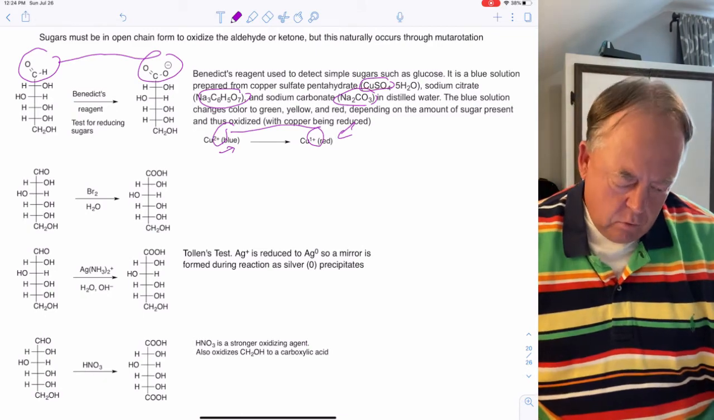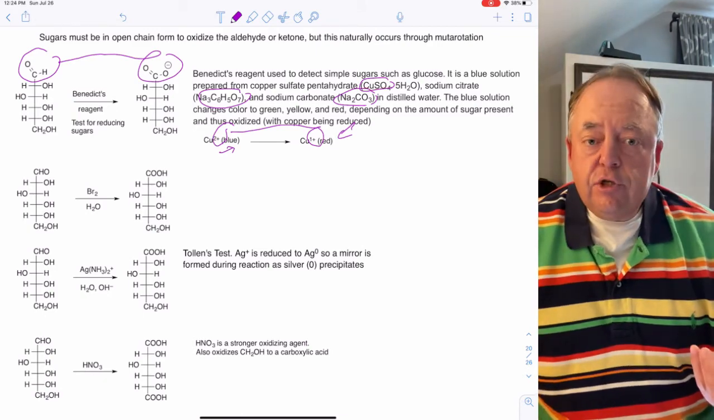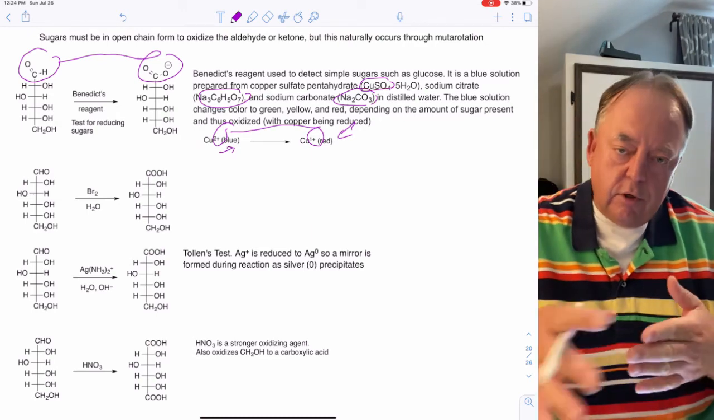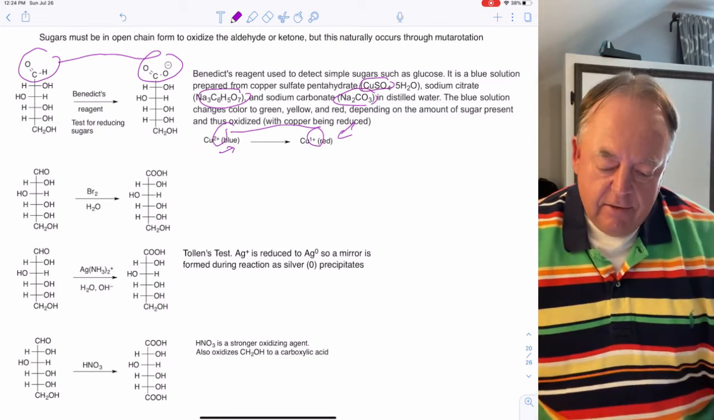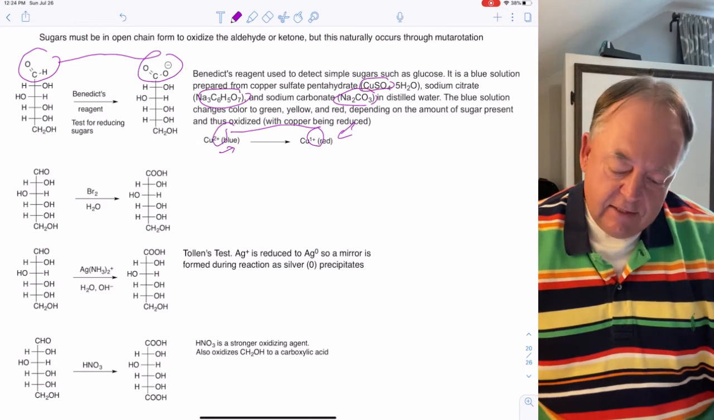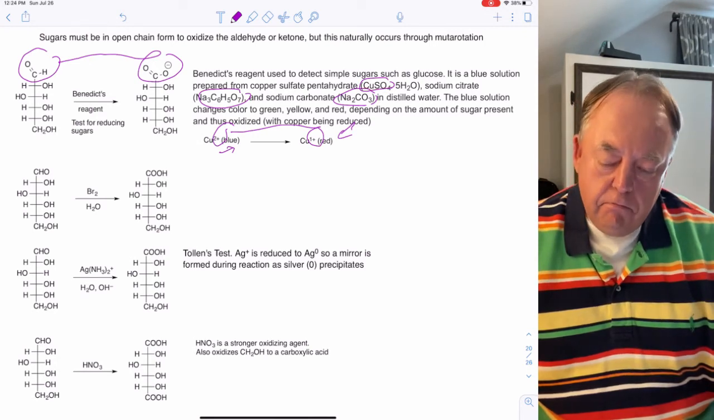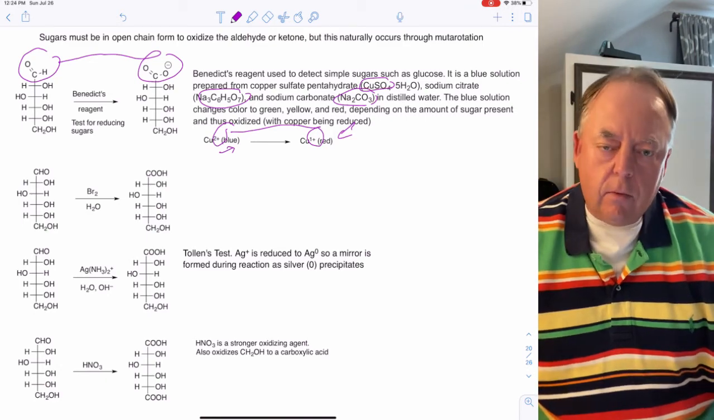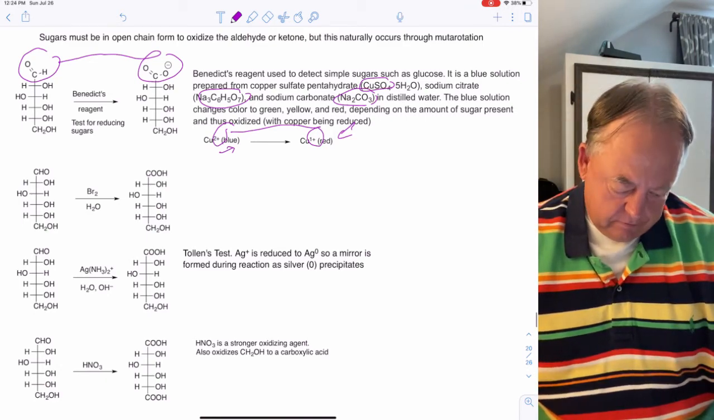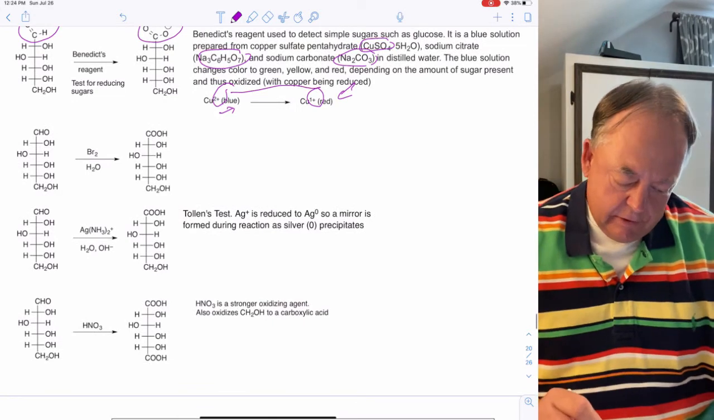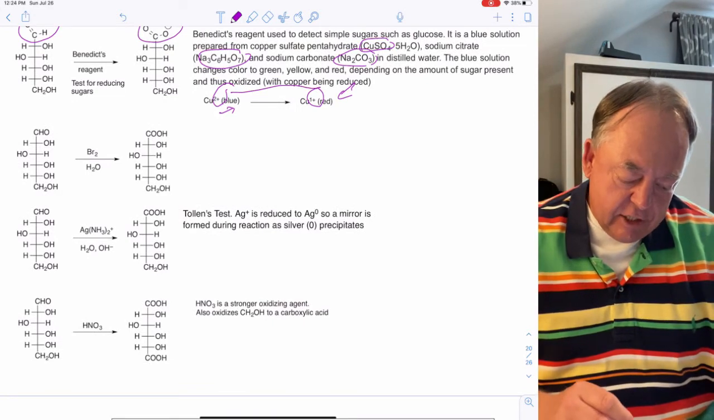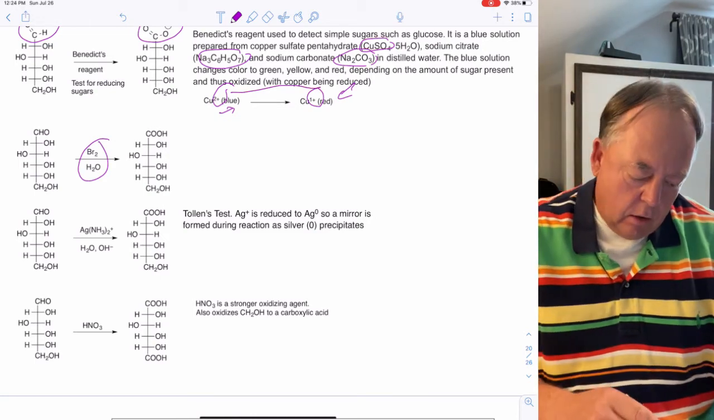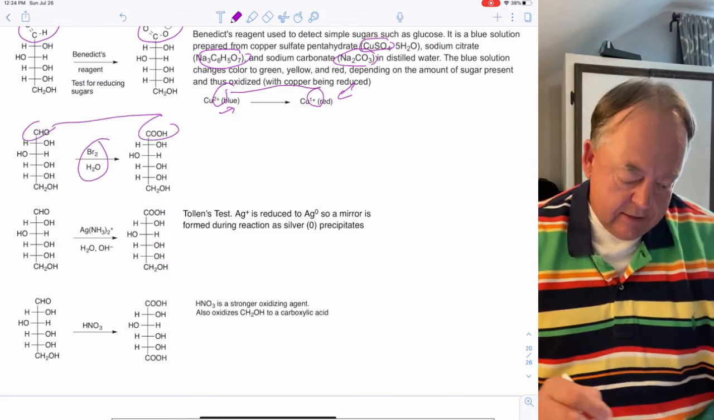It changes the color of the copper. So that would be one way that you could test for a sugar, is use this reagent and watch the blue turn to red in this case, and how fast that changes and how significant the color change is will give you an indication of how much carbohydrate is present. So some of the same reagents that we looked at in the aldehyde chapter will work here, right? You can use Br2 in water, and that'll oxidize the aldehyde to the carboxylic acid.